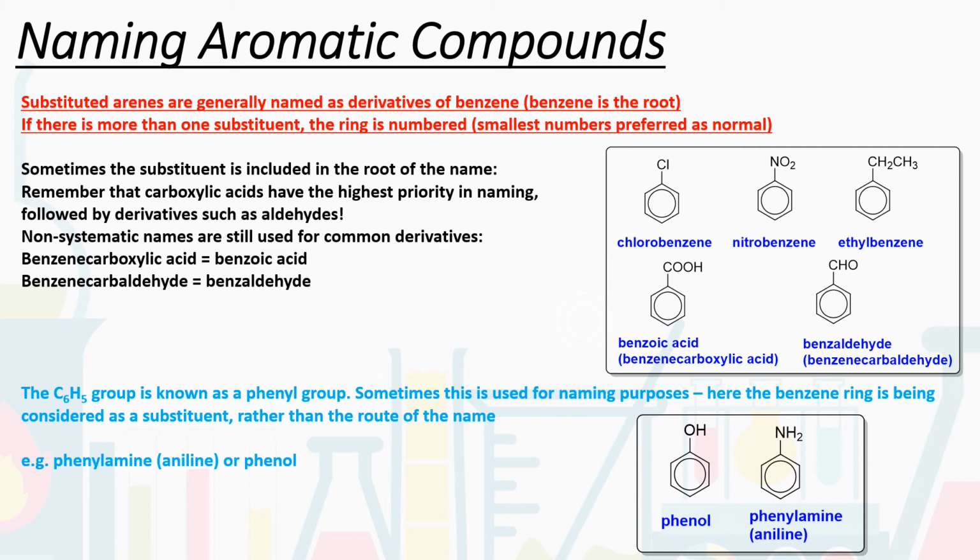So an example of this would be where we have a benzene with an alcohol group attached. This is named as phenol. So we use the suffix ol for the alcohol, and the phen comes from phenyl. Or if we have an amine group attached, remember the suffix amine is used for that, and so this is phenylamine, or the non-systematic name of that is aniline.